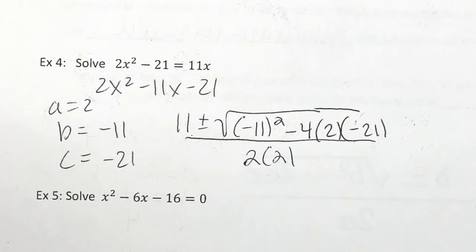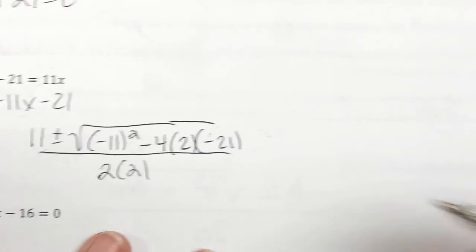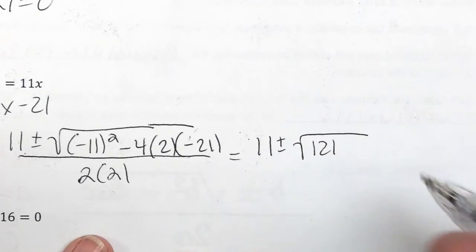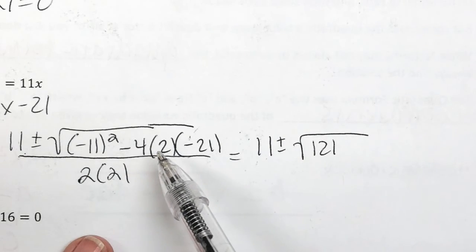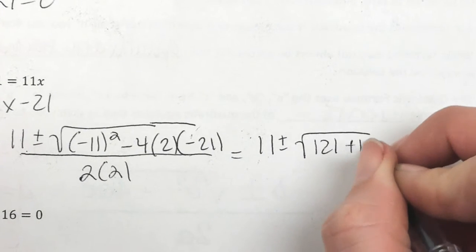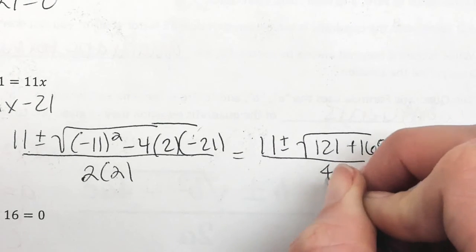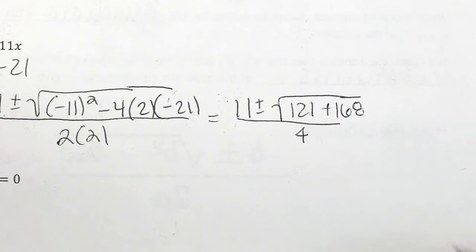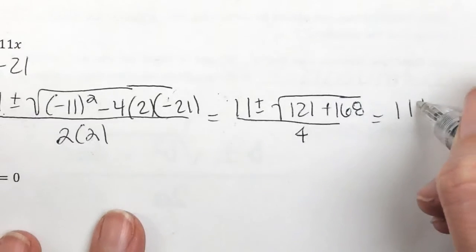Everybody okay with that part? Alright, negative 11 squared is what? Good, positive 121. Alright, like I said, when you plug in negative 4 times 2 times negative 21, tell me what you get. Okay, positive 168 over 4. And what is 121 plus 168? 289. Okay, and the square root of 289 is going to be what? 17.